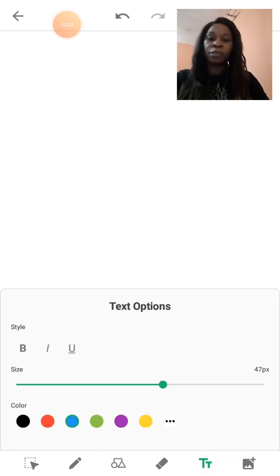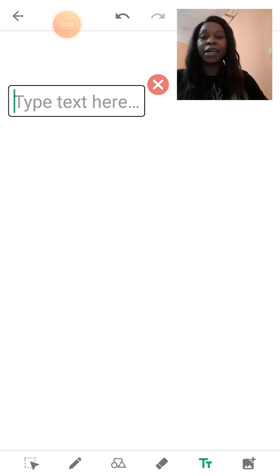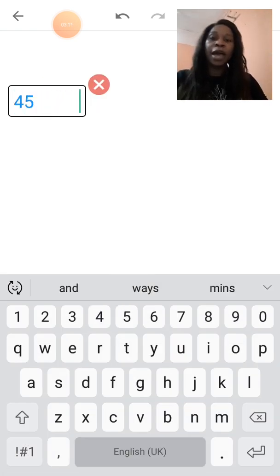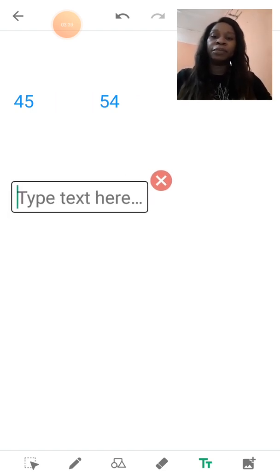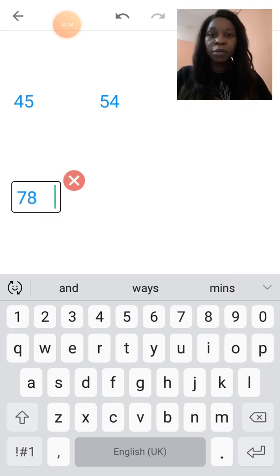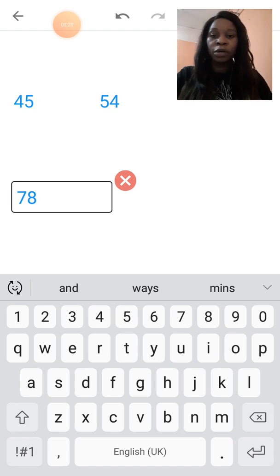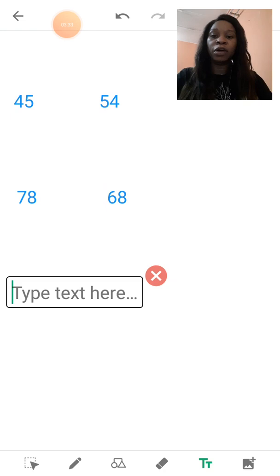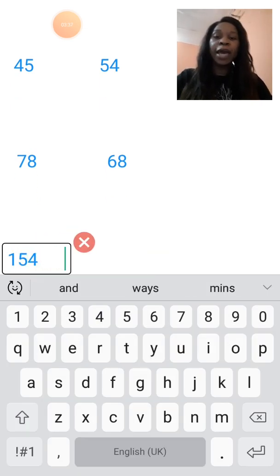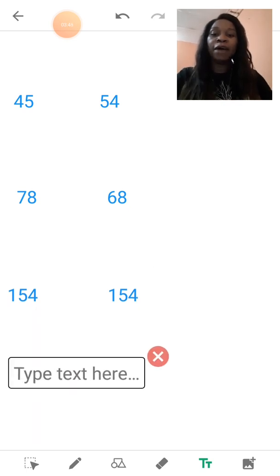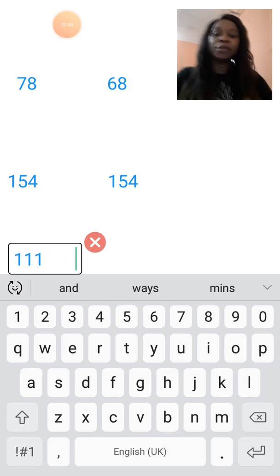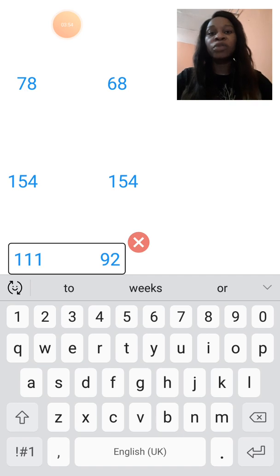Okay, so let me bring out my pen. All right. So if I have, for instance, 45 and 54. I have another figure, 78 and 68. Let's put another figure. I have 154 and 54. Good. I have one more to go. I have 111 and 92. Good.